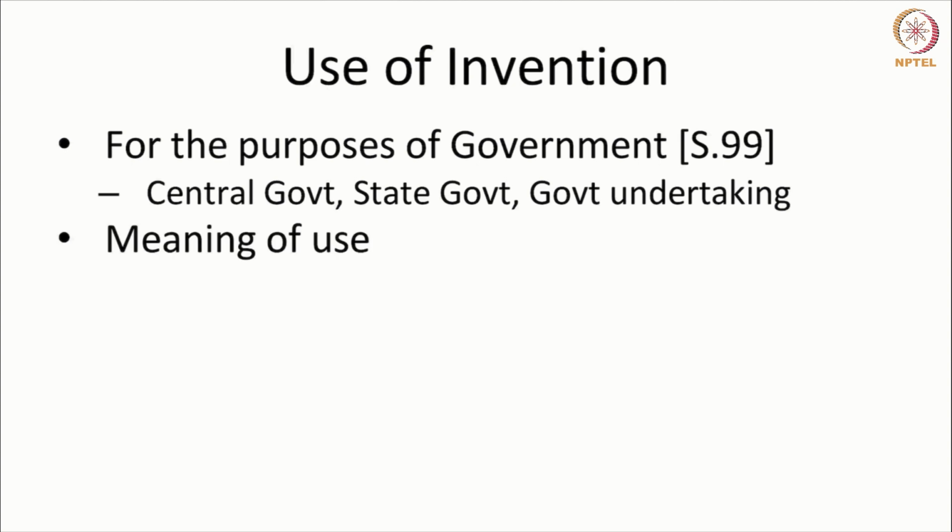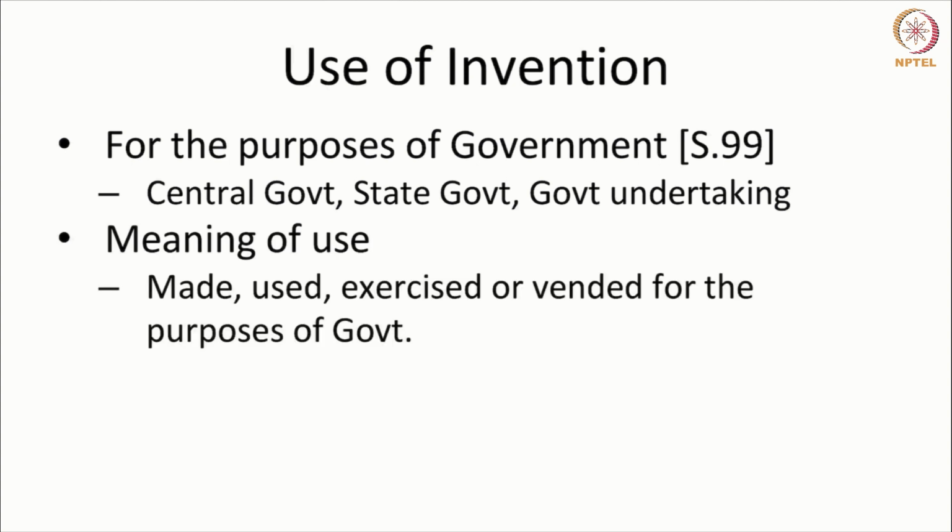The meaning of government use has been defined as something that is made, used, exercised, or vended for the purpose of the government. So if there is an invention that is being made, used, exercised, or vended for the purposes of the government, and that invention is covered by a patent, then the government can seek the patent for government use, or it can also acquire the invention. Just how the government has the power to acquire land in certain circumstances, the government also has the power to acquire a patent, which is an intellectual property.